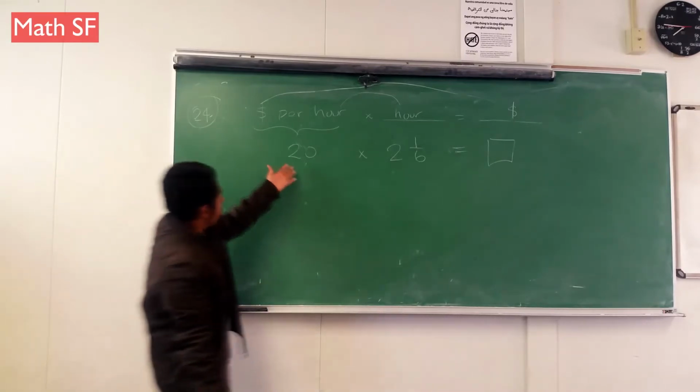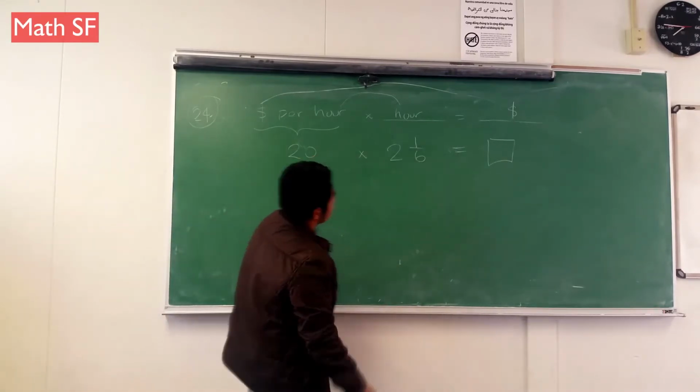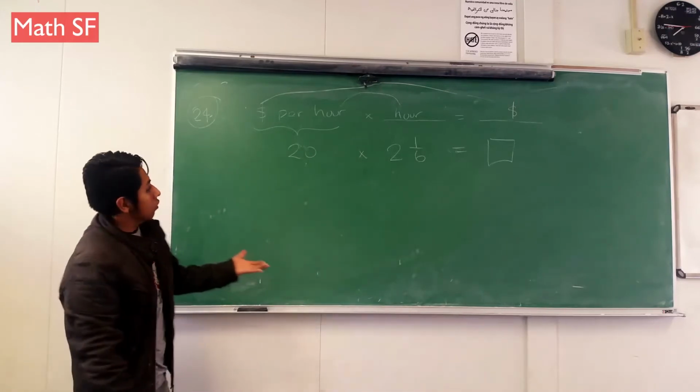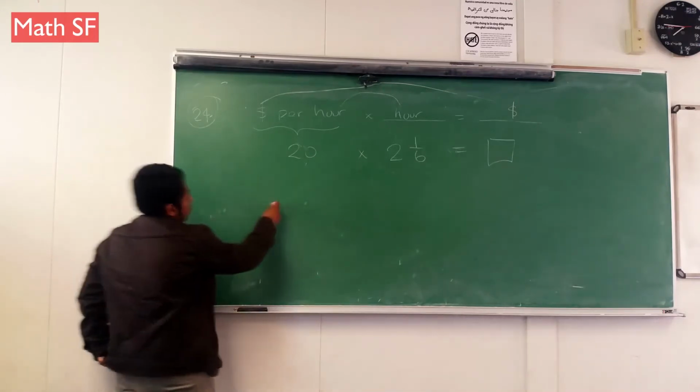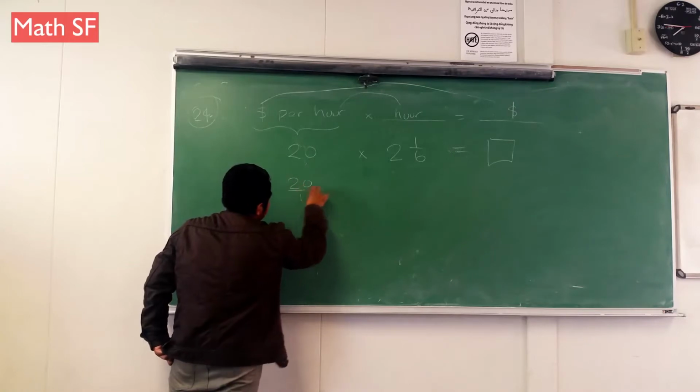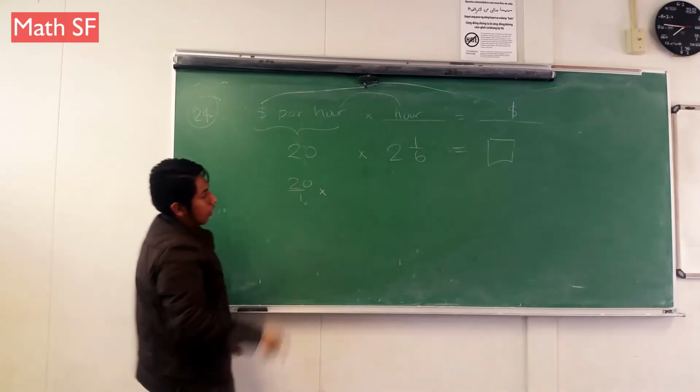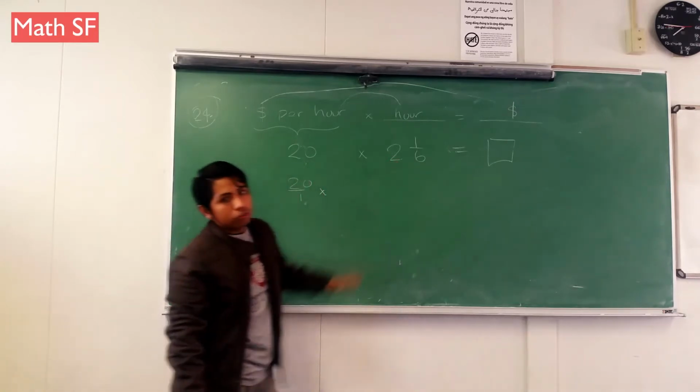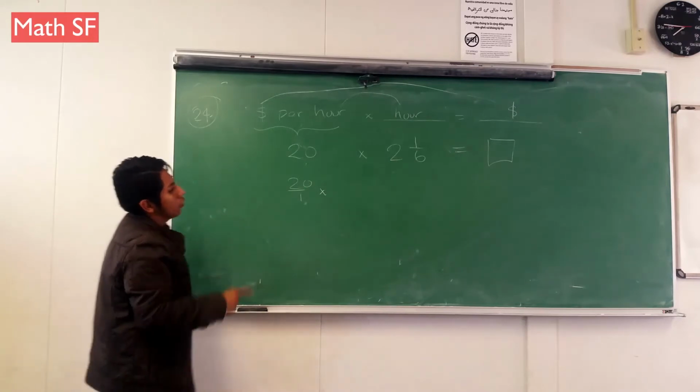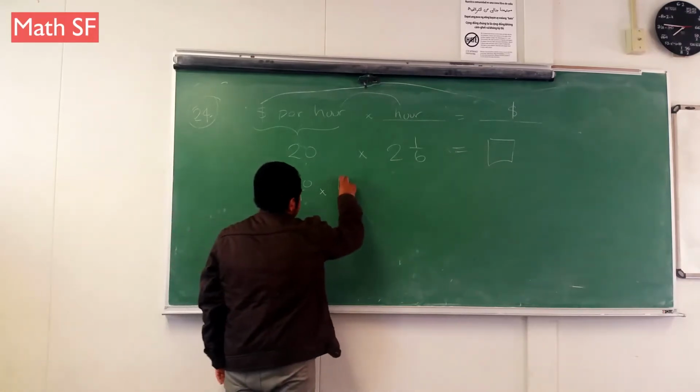So let's multiply. 20 times 2 and 1/6, because we're just missing the product, so multiply them. It has to be a fraction, so it's 20/1 times this guy here. 6 times 2 is 12, plus 1 is 13, so that will be 13/6.